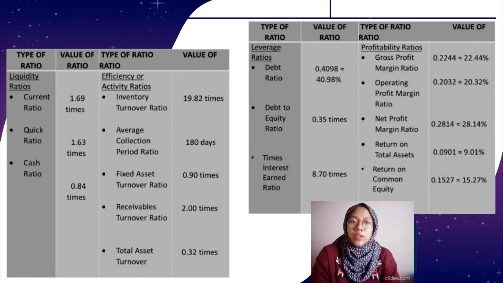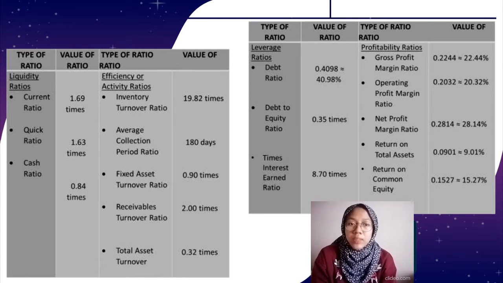Next is quick ratio. It shows that the company has 1.63 times of quick ratio. For cash ratio, the company has only 0.841 times. For activity ratio, inventory turnover of the company in 2020 is 21.02 times. It means that the company is able to produce 21 ringgit and 2 cents of cost of goods sold with 1 ringgit investment in its inventory.